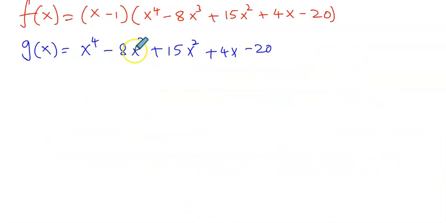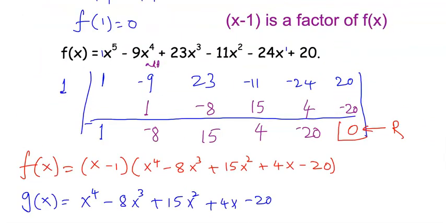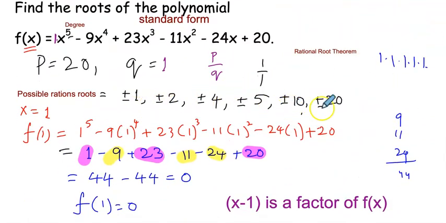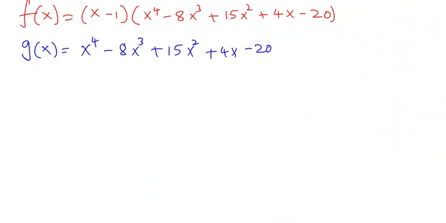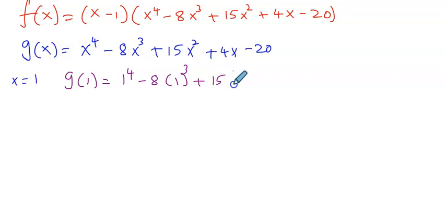Okay, so next thing, again going by the possible factors, this is minus 20. I'm doing the same thing, rational root theorem. These are my numbers. So I'll start off with a 1. Let me take x is equal to 1 and see what happens. That is g of 1. g of 1 is equal to 1 to the 4th power minus 8 times 1 cube plus 15 times 1 square plus 4 times 1 minus 20.